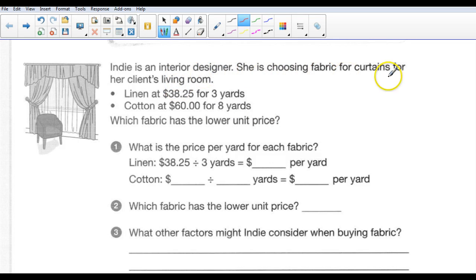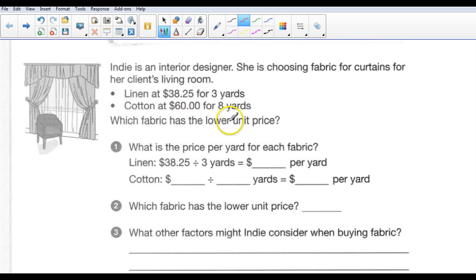Okay, so Indy is an interior designer. She is choosing fabric for curtains for her client's living room. Linen sells at $38.25 for 3 yards. Okay, so that's 3 square yards. Basically, it's 3 yards or 9 feet by 1 yard wide. That's how big the fabric is. And she's considering cotton at $60 for 8 yards.